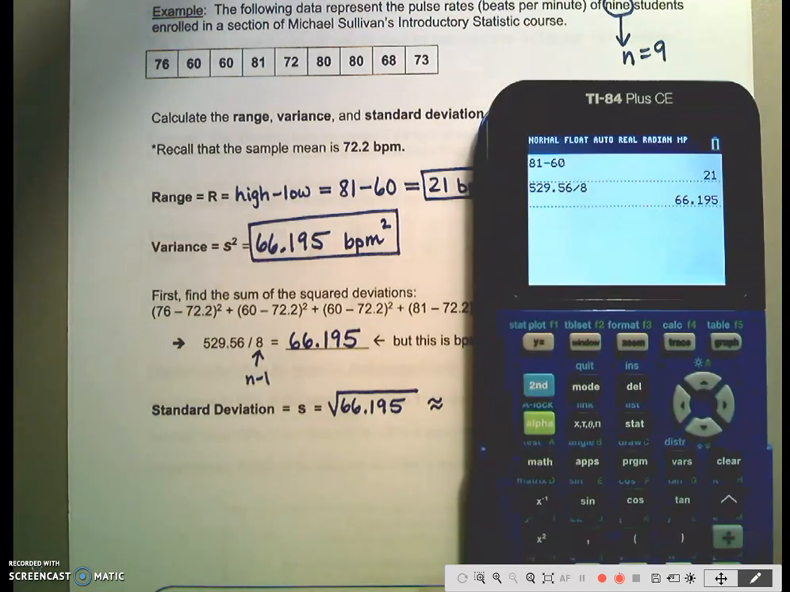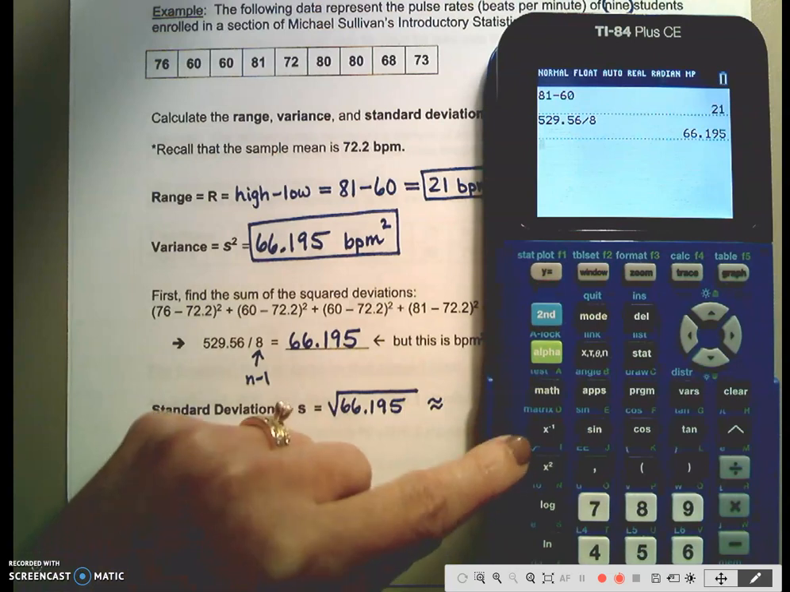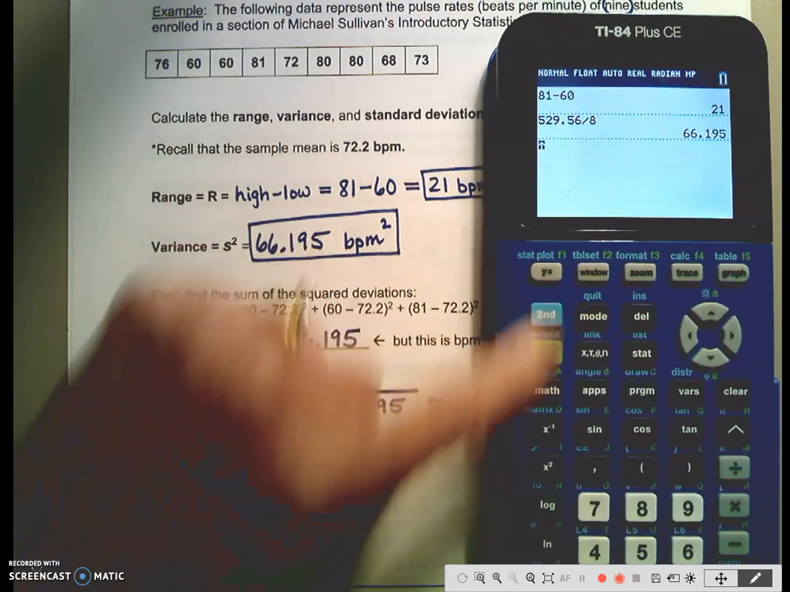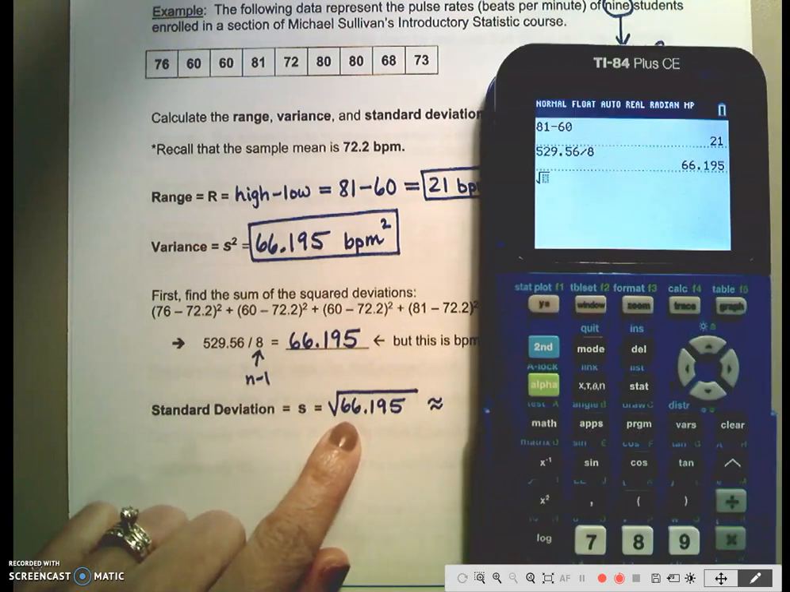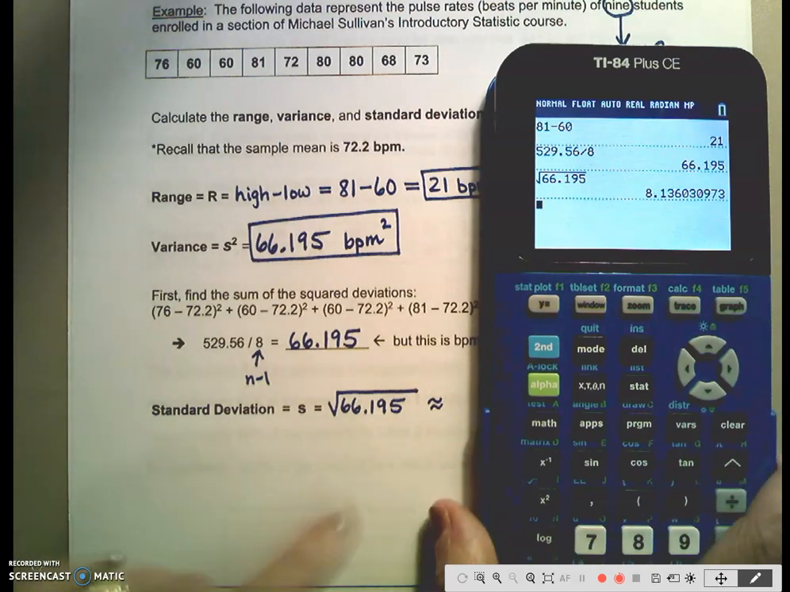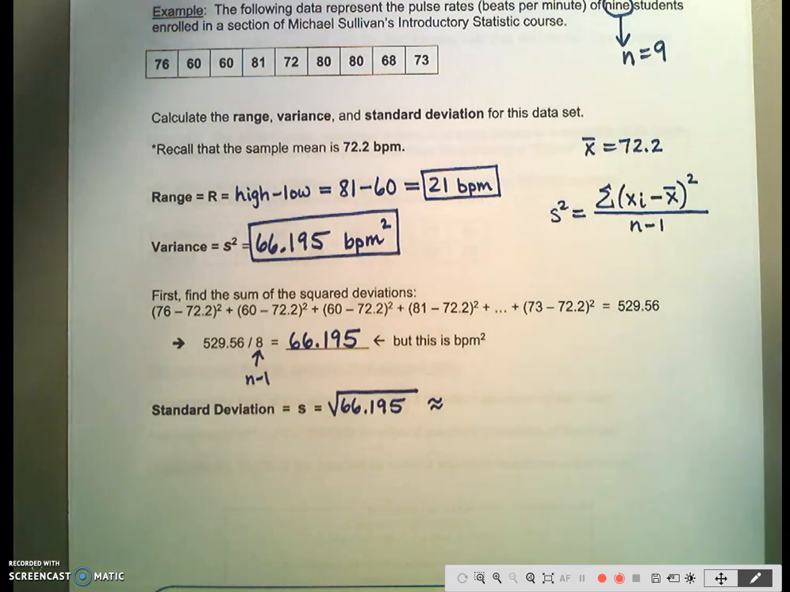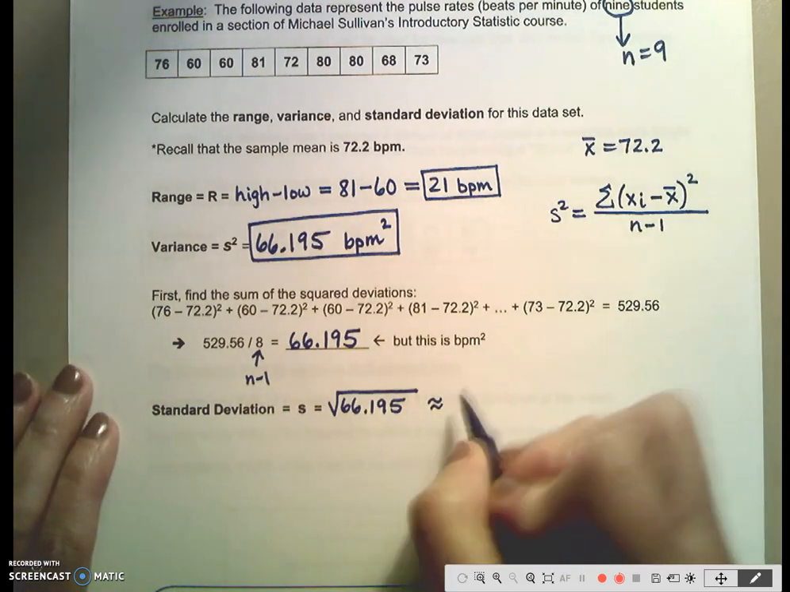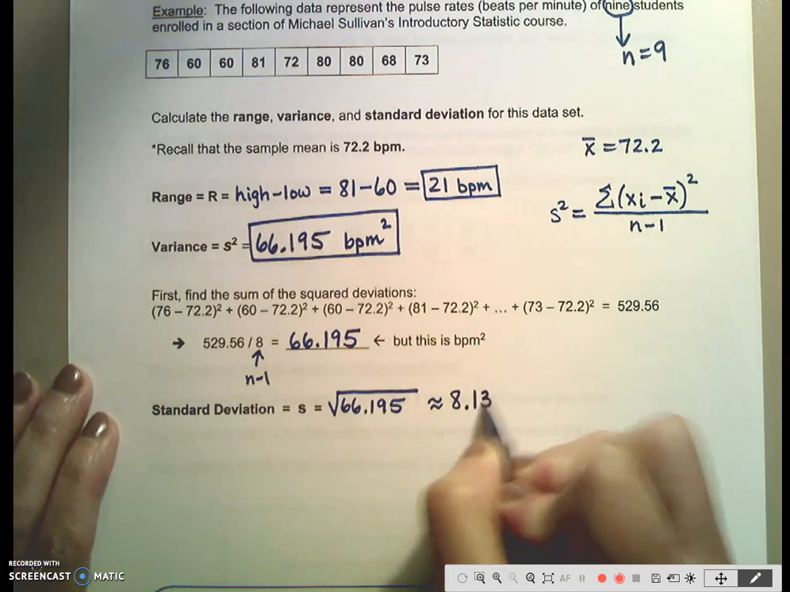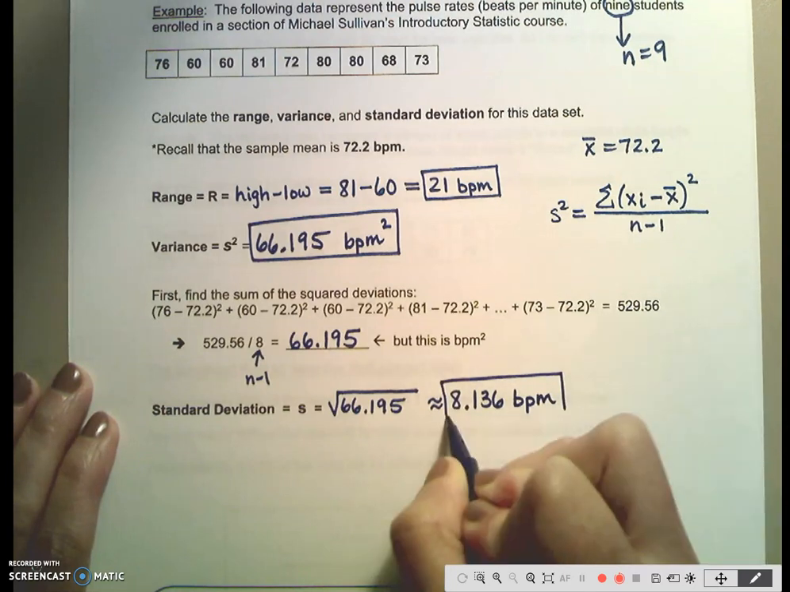Okay, so to square root, you need the square root button, which should be down here about the 5th button down, and it's blue. So second square root, 66.195. And we're going to get 8.136. I don't know, maybe we can call it approximately 8.1 or 8.14 or 8.136, whatever you want to do. I'll just say 8.136 beats per minute. But now we're back down to beats per minute.